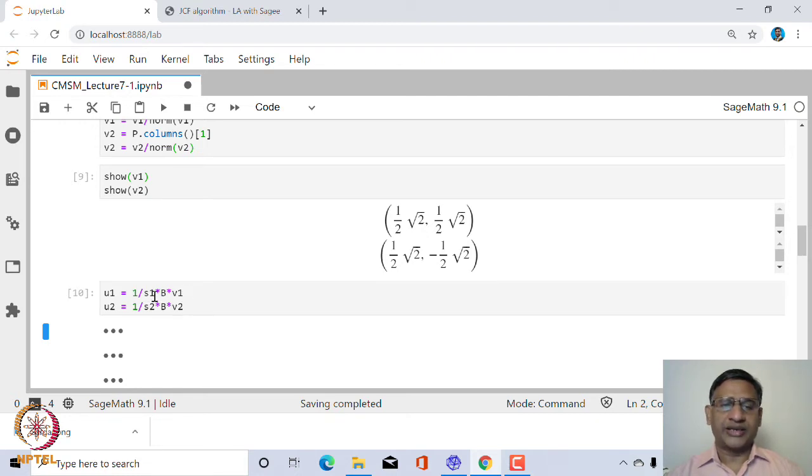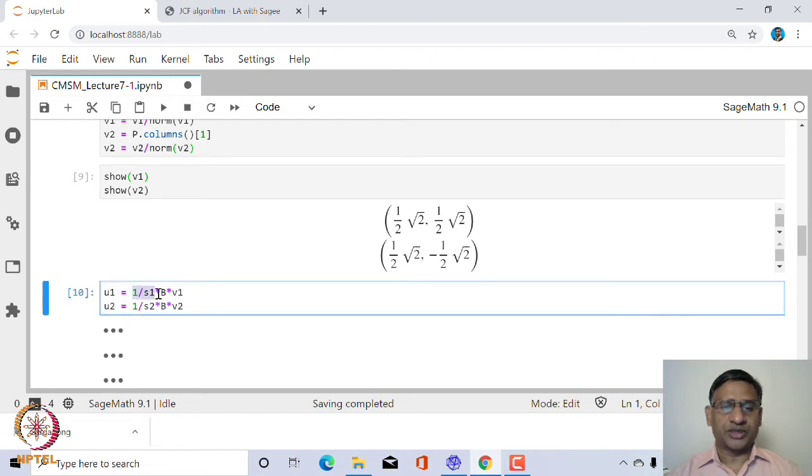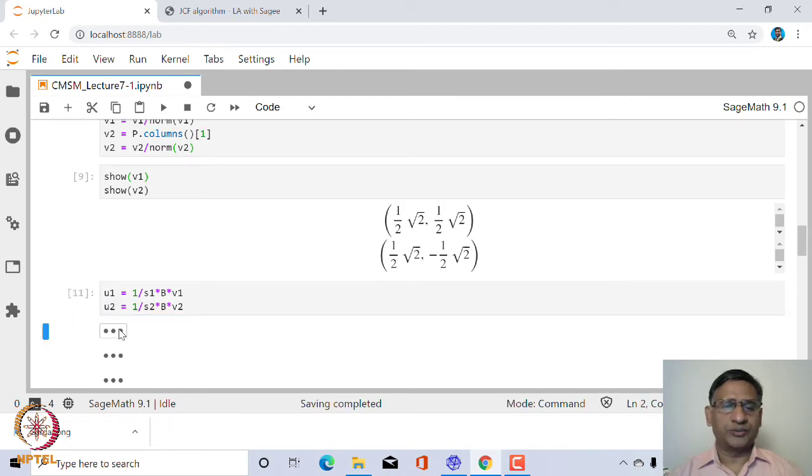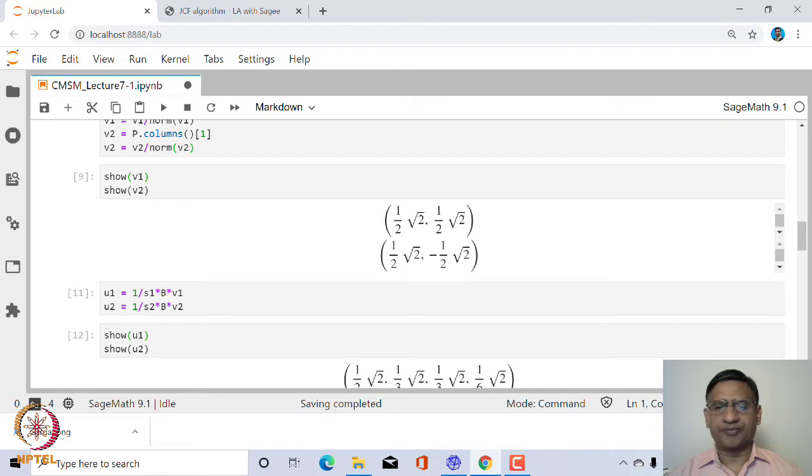So we can find the first R columns of U by this method, because we cannot take the reciprocal of 0. Here the first R columns of U you will obtain using this, where R is the rank of this matrix. So these are U1 and U2. Let us ask it to show what U1 and U2 are.